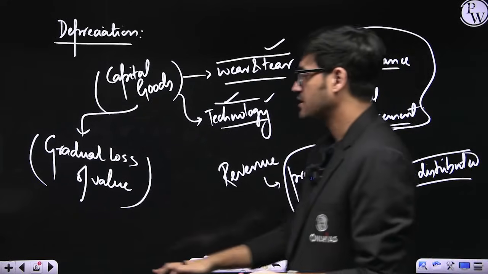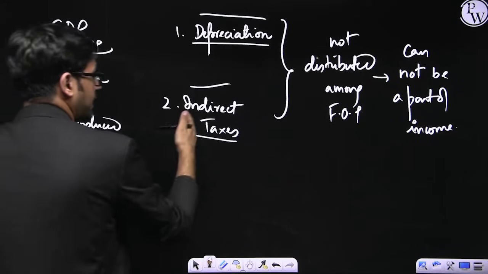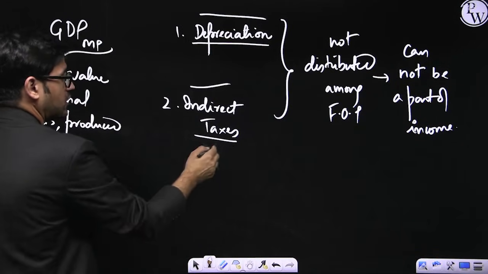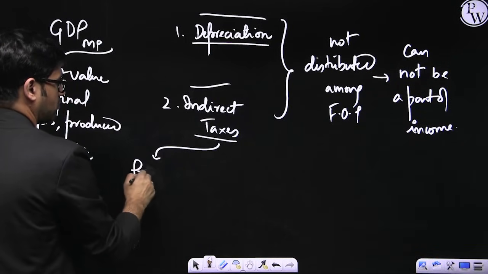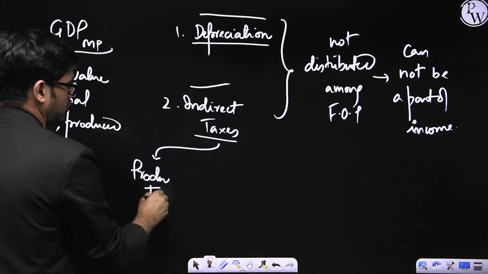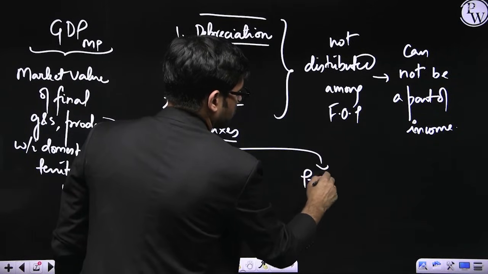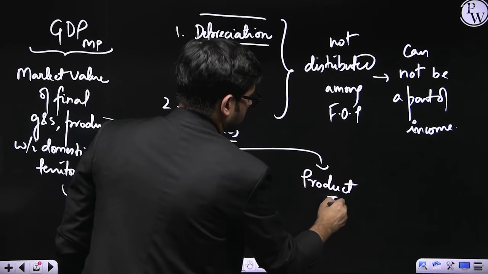Now, what part is net indirect taxes or indirect taxes? Now, there are two types here. One is called production taxes. The other one is called product taxes.